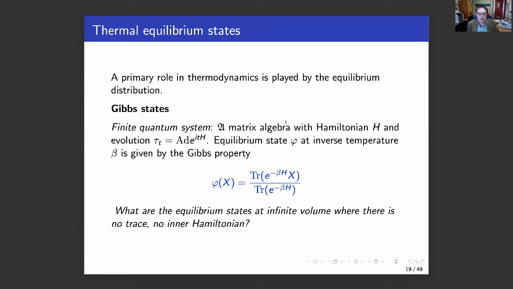This is just to remind you what the equilibrium time was for a finite quantum system. When you have an evolution given just by the adjoint action of a one parameter group of unitaries in a matrix algebra, so exponentiated self-adjoint matrices, you normalize this and you get the Gibbs states with density matrix e to the minus beta H. Beta is the inverse temperature. You normalize, and then these are the KMS states in the finite dimensional system. So KMS states are generalized Gibbs states.